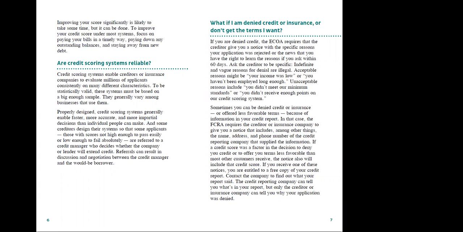And then it asks what if you're denied credit, insurance, or don't get the terms that you want. If you're denied credit, the ECOA requires that the creditor give you notice with specific reasons. This calls for an adverse action notice, saying your application was rejected, or news that you have a right to learn the reasons if you ask within 60 days. And so you have that right. I want to make sure that everyone on this call knew what their rights were.